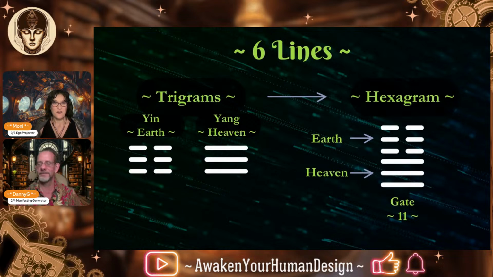So this is how you go from the 3-line trigram to the 6-line hexagram. You're just stacking it on top of one another. So same when we do our transits every week, when we say, earth over heaven, and then you're talking about gate 11, and it's got this pretty picture talking about this imagery. This is what it's referring to. I love this display. By the way, it shows everything.